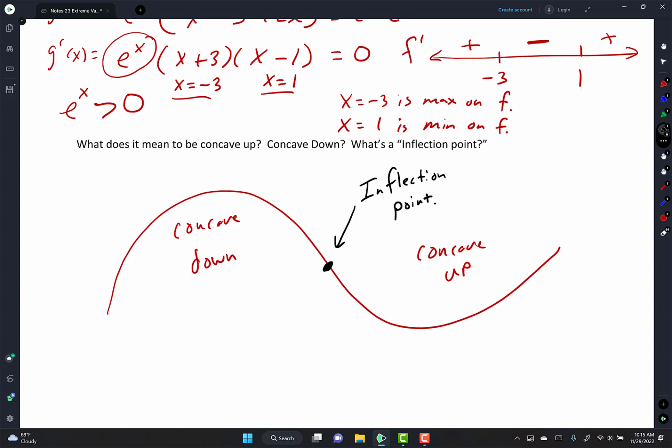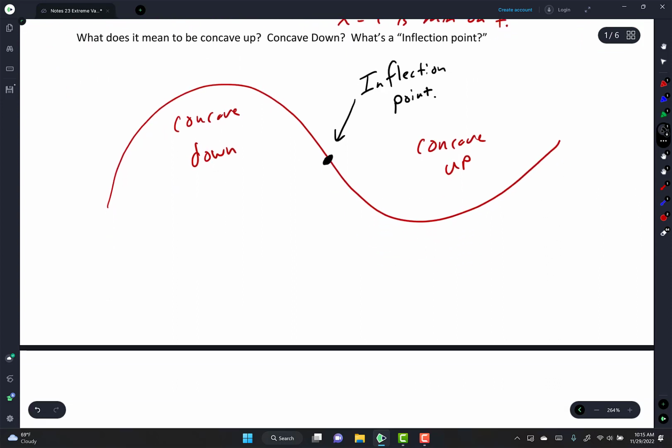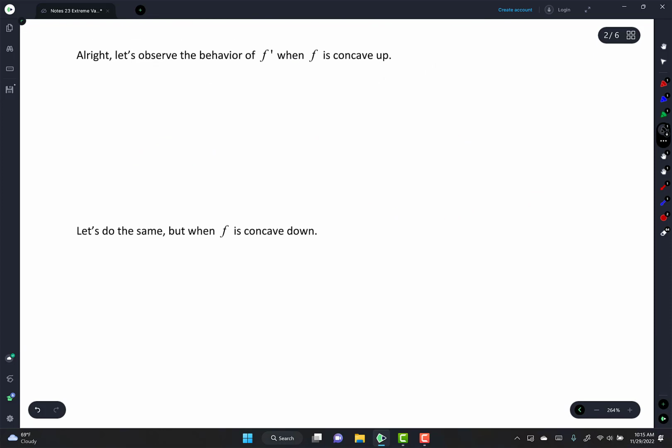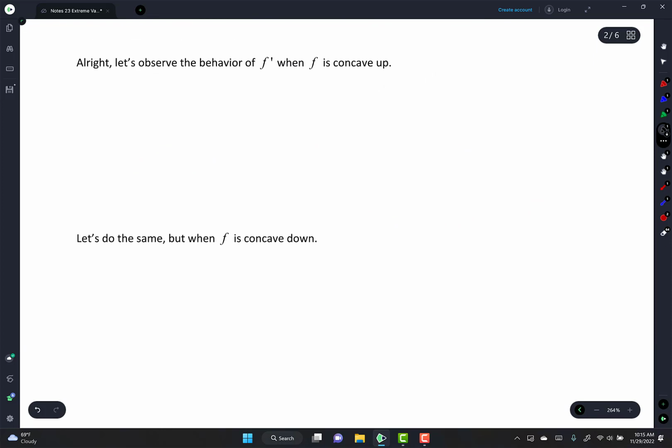Are we okay? All right. This next step is super important. I'm going to go as slow as I can. Stop me if something does not make sense. You're going to stop me, right? Okay. So stop me if something does not make sense. I'm going to go slow. It says, let's observe the behavior of f prime when f is concave up.